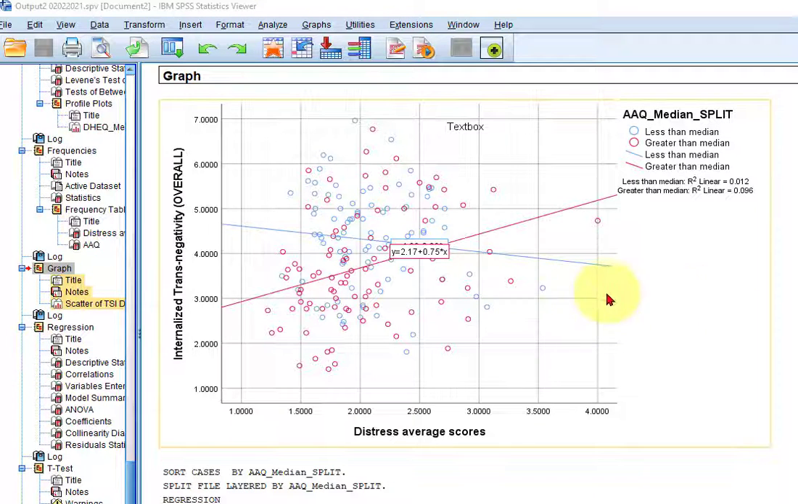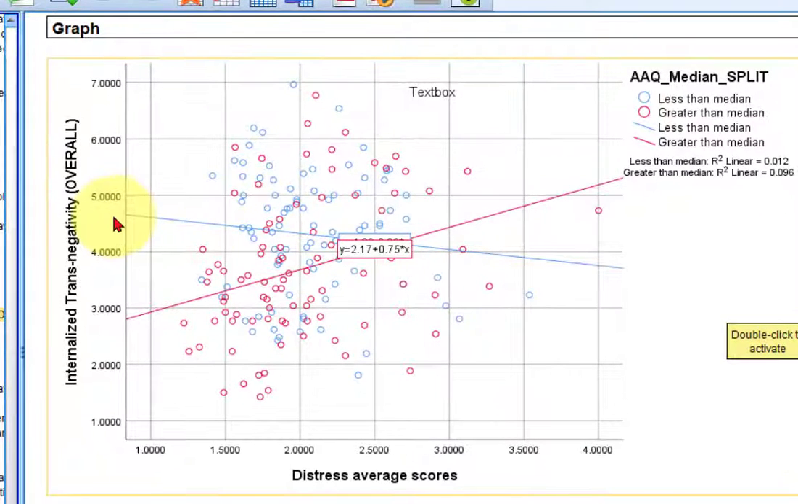There it is. So with this one, what I did was I split the file for AAQ between low and medium AAQ. So the blue line is for the low AAQ. What this says is that the relationship between TSI and DHEQ is negative for the blue line. So as DHEQ increases, TSI decreases, but it's not significant, right? The slope is barely over 0.